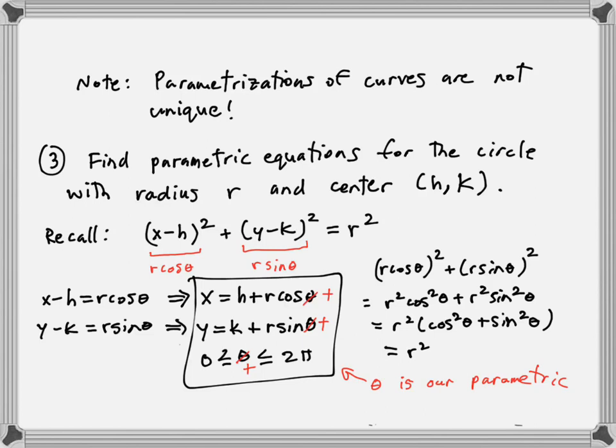Sorry, I wrote this wrong. I wrote "is our parametric," but it should say "is our parameter," okay? And we are moving counterclockwise, and this is 1 revolution, right? 1 revolution since I restricted it from 0 to 2 pi. Okay, let's keep going here.